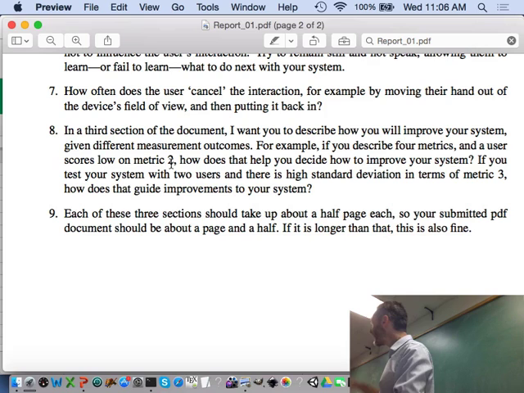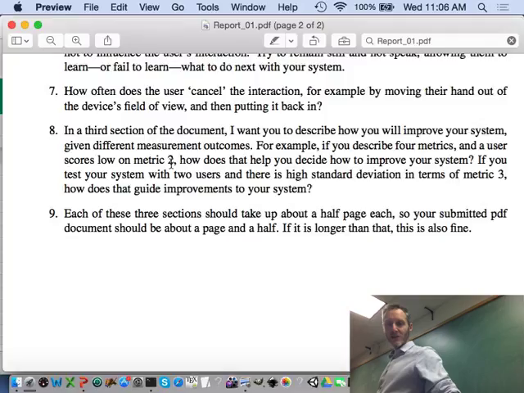Okay, I think about half a page for each of these three sections should be more than sufficient. So about a page and a half for this PDF that you'll be submitting. If it's a little bit longer, that's fine too. Any questions about report number one?